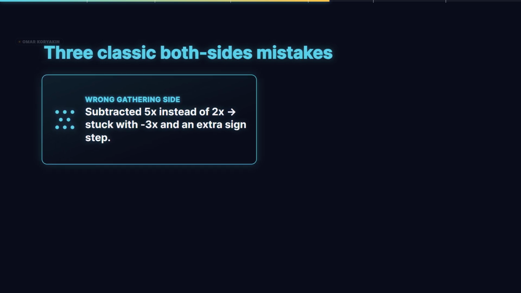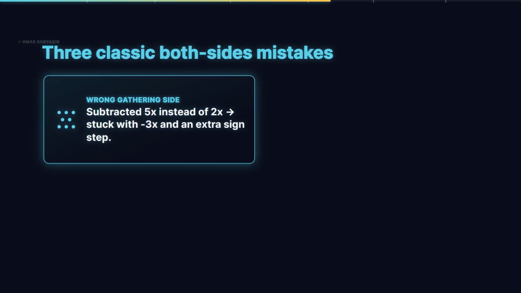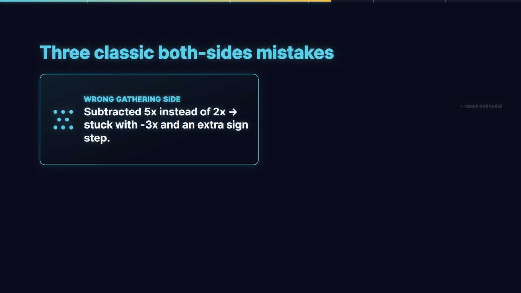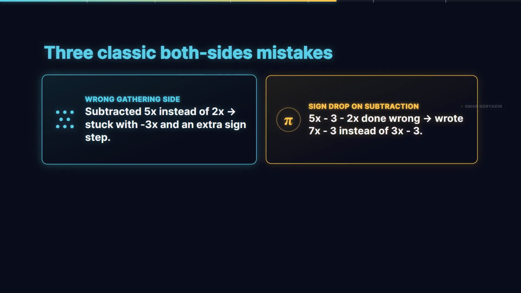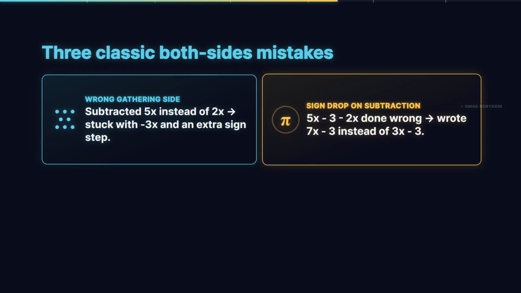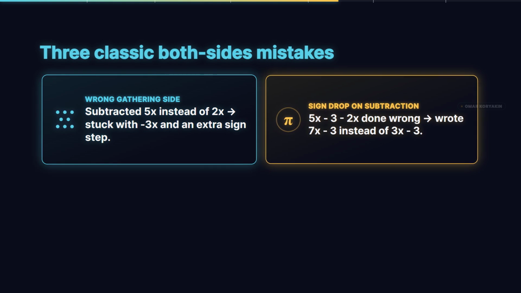The fix is to always inspect the two coefficients before gathering and choose the side with the larger coefficient, so the resulting coefficient is positive and the rest of the work runs cleanly. Second mistake, dropping a sign or losing track of a variable term during the gather subtraction.